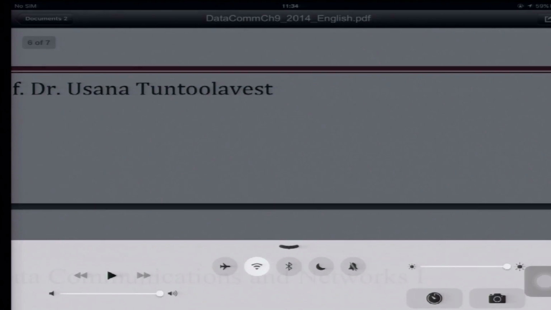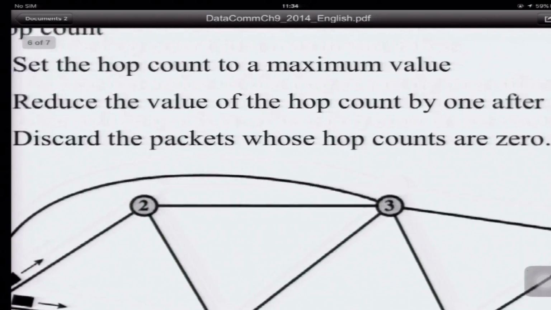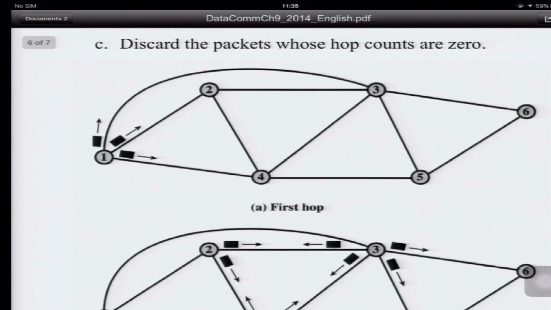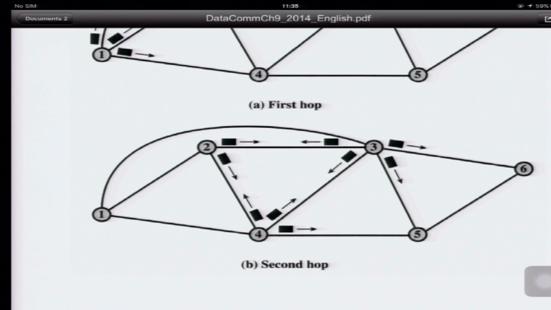At this point, the first hop has hop count equal to 3. The second one has hop count equal to 2.